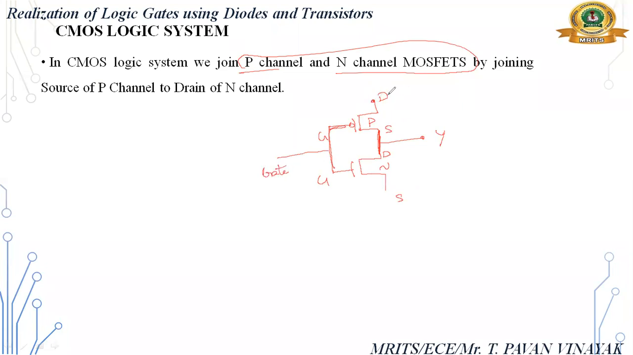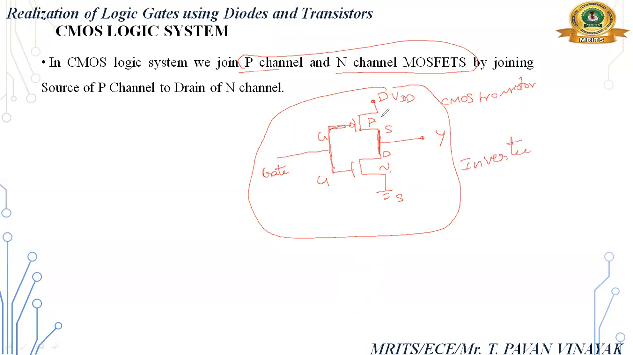Power supply is given to the drain of P. Ground is given to the source of N. This is the CMOS transistor, a combination of P and N. Simply, it is called an inverter. Whenever input is 0, what happens? P will be on, N will be off. Output is VDD.